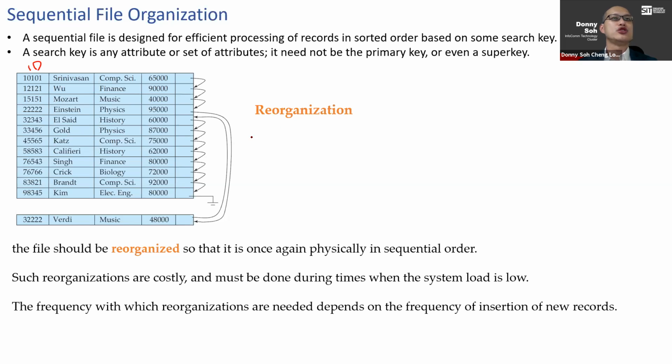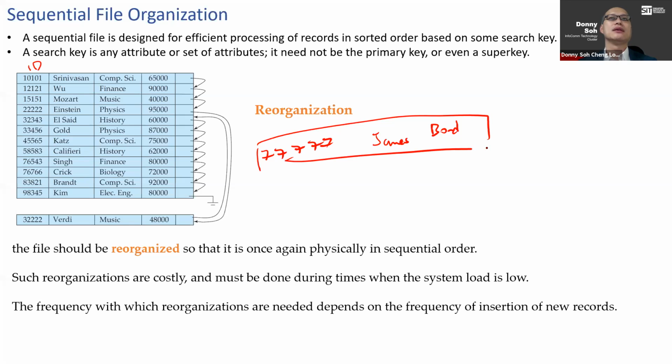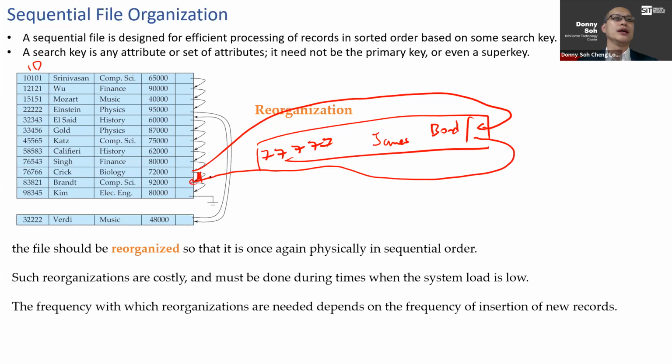Let's assume that I am now inserting a person with ID 77777, and his name is James Bond. What is going to happen is that Mr. Quick will not be pointing anymore to Mr. Brett, but he will point to Mr. James Bond, and Mr. Bond will then point to Mr. Brett. This is how the sequential file organization works.